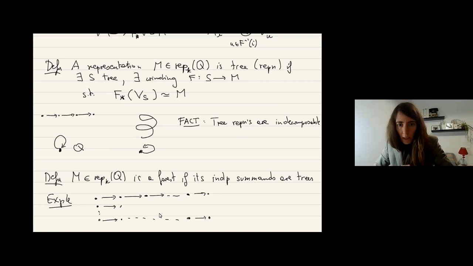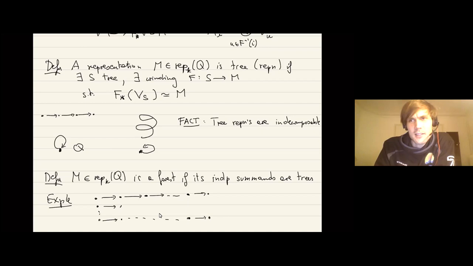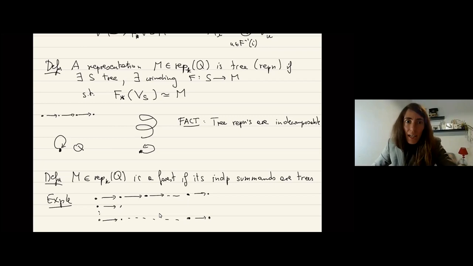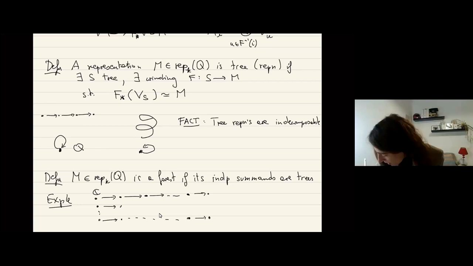Okay. Sorry, Martina, can I ask, in your definition of tree representation, what is a V_S again? Oh, V_S was the boring guy. So S is a tree, so it's a quiver. So I consider the representation of that quiver having on any vertex a K, so a copy of the field. And then whenever I have an edge, it's just the identity morphism. Yeah, so here, for example, would be just C, C, C, C. And then the identity is always like this.